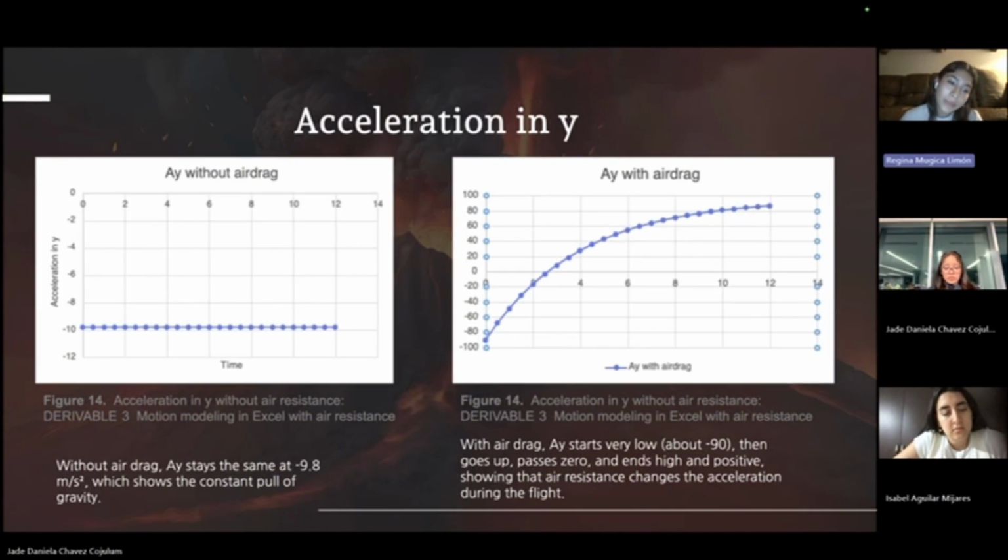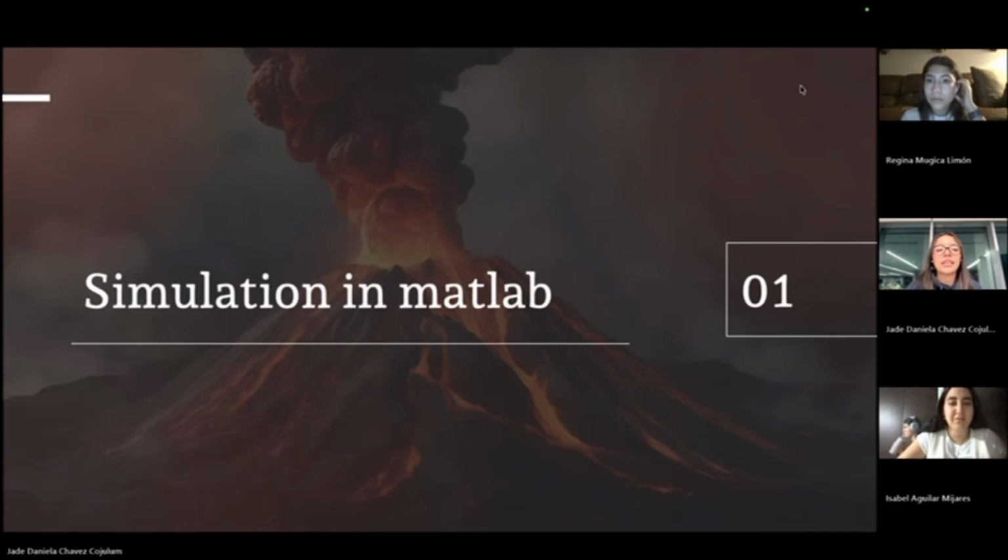For acceleration in y, without air drag, we can see that it stays the same, which shows a constant pull of gravity. And with air drag, it starts very low, then goes up, passes zero, and ends high and positive, showing that air resistance changes the acceleration during flight. Now we are going to present the simulation in MATLAB.